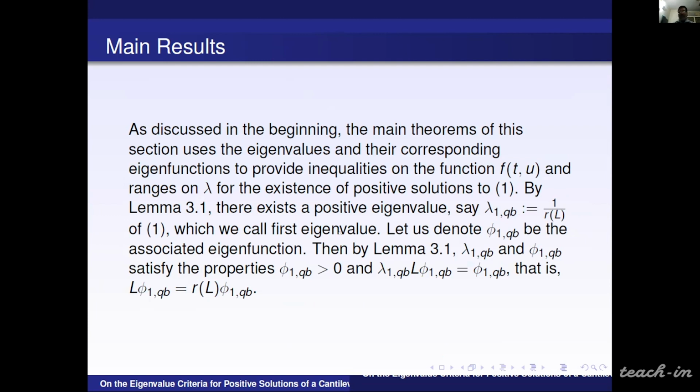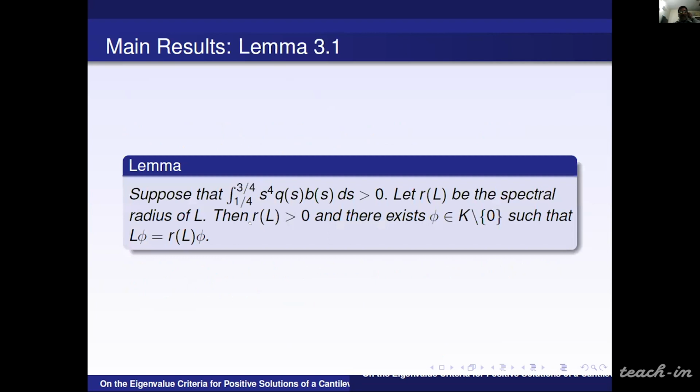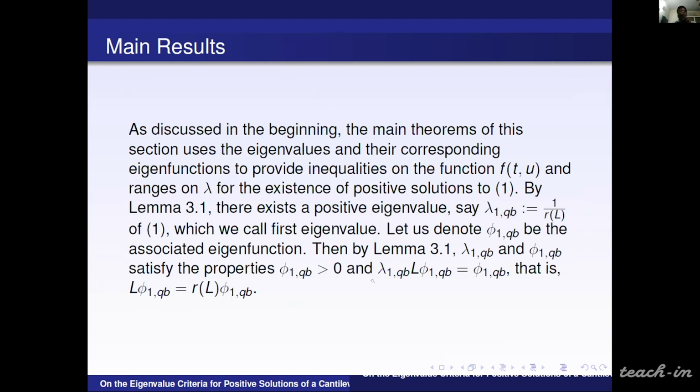That is the inverse of the spectral radius, which we call the first eigenvalue. Let us denote P1(Q, B) as the associated eigenfunction. Then clearly lambda 1(Q, B) and P1(Q, B) satisfy this property: the first eigenvalue, the spectral radius, is positive, and accordingly the eigenfunction is also positive, and lambda 1(Q, B) L P1(Q, B) is equal to P1(Q, B). That is, L P1(Q, B) equals 1 by lambda 1, the inverse, so this is 1 by the spectral radius R(L), which goes to the other side: R(L) times P1(Q, B). We will be using this property.